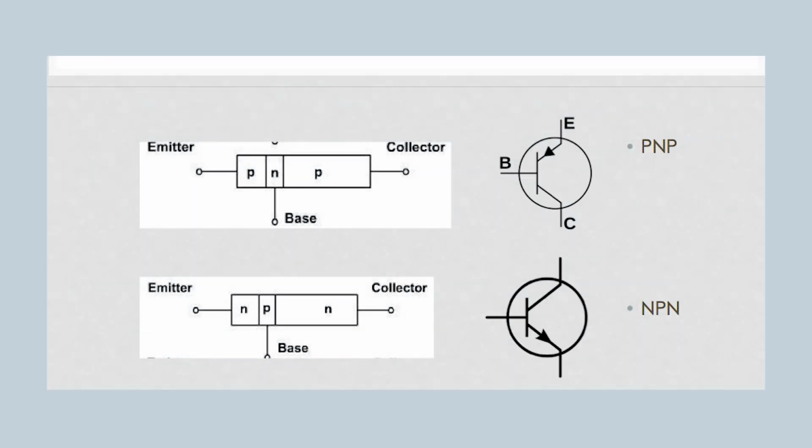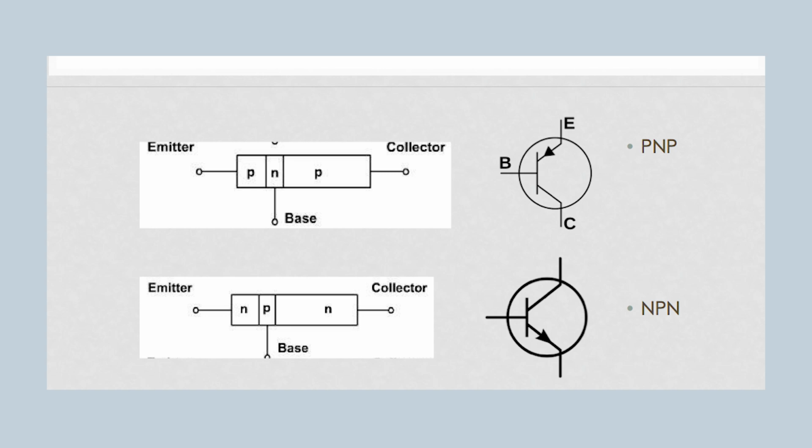So, the emitter will have the highest doping and then the doping of the collector and then the base. So, the base will have the lightest doping in comparison to both emitter and the collector.